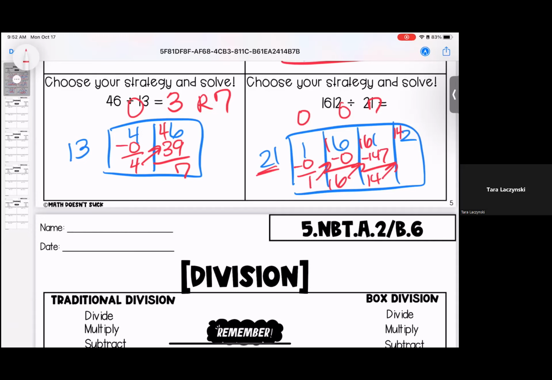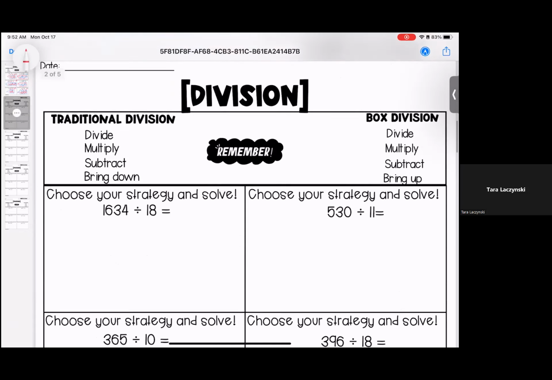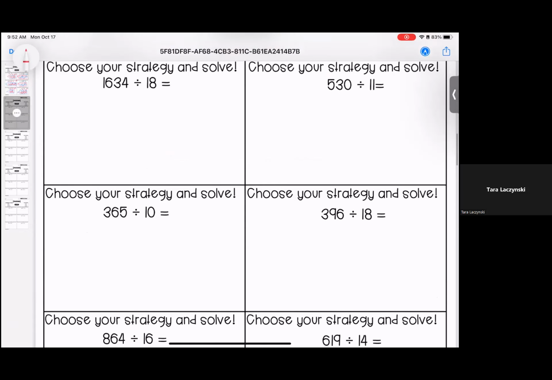The closest I can get this time is going to be 6. 6 times 21 gives me 126. When I subtract, I'm left with 16. So 76 with a remainder of 16. That is the end of this page. If you are ready for the next one, please hang tight. If not, please stop your video here.